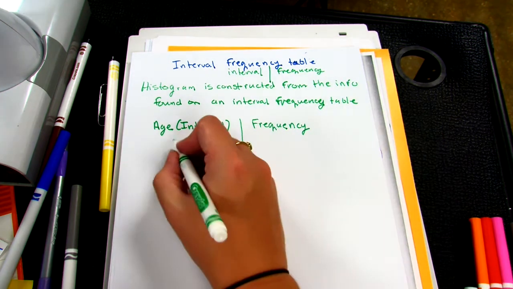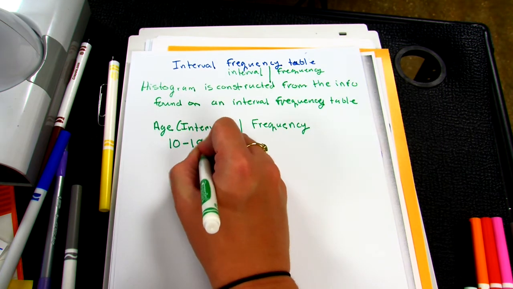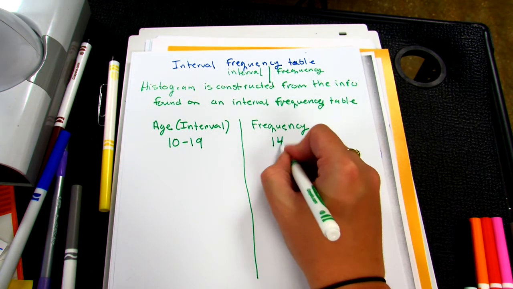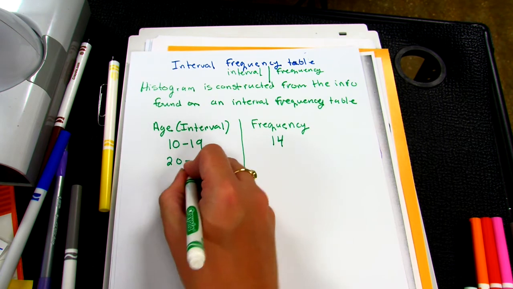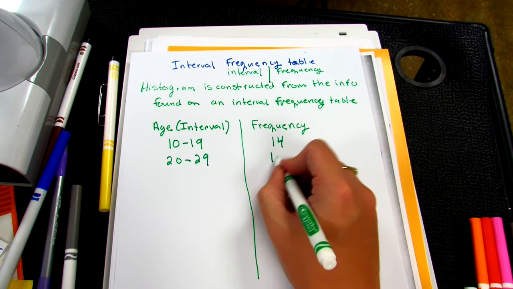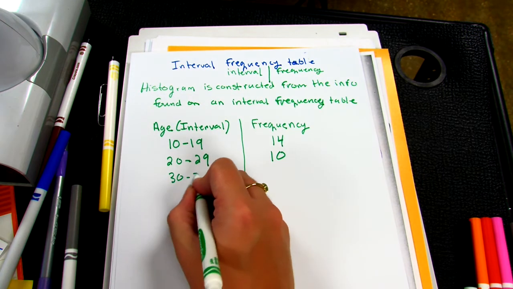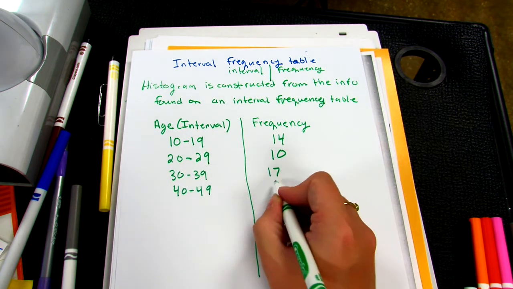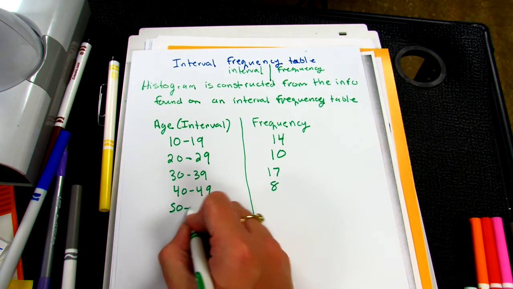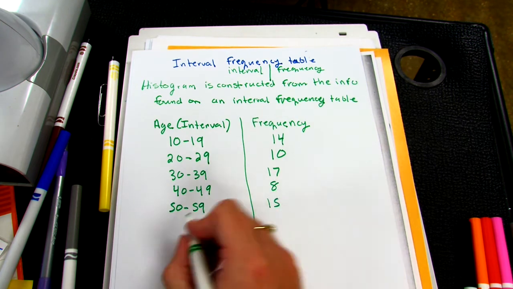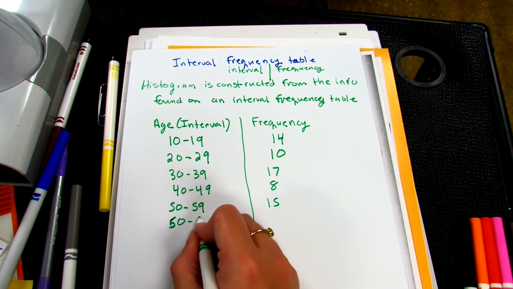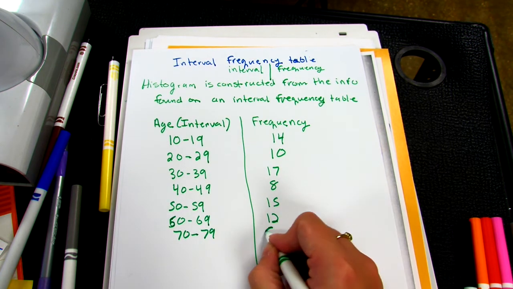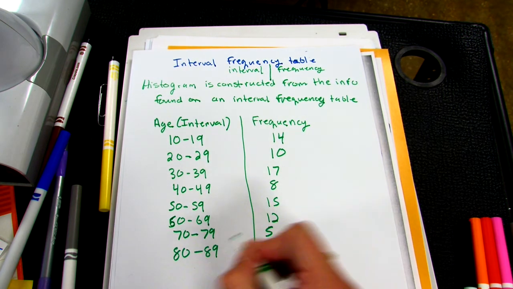Okay, so the first interval we have is ages 10 through 19. The numbers 10 through 19 occur 14 times, so our frequency is 14. Then we have 20 through 29. This occurred 10 times. 30 through 39 occurred 17 times. 40 through 49, 8 times. 50 through 59, 15 times. And then 60 through 69, 12. 70 through 79, 5. And then 80 through 89, twice.